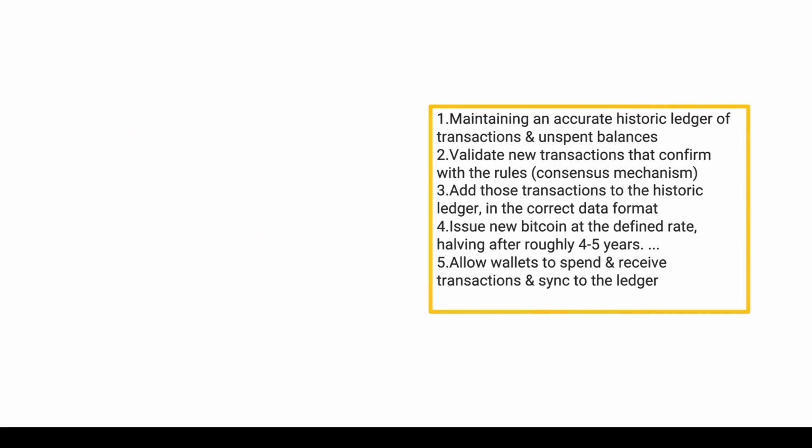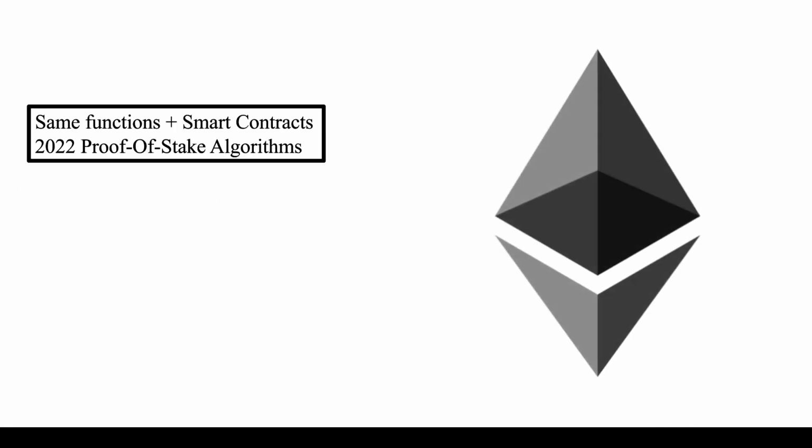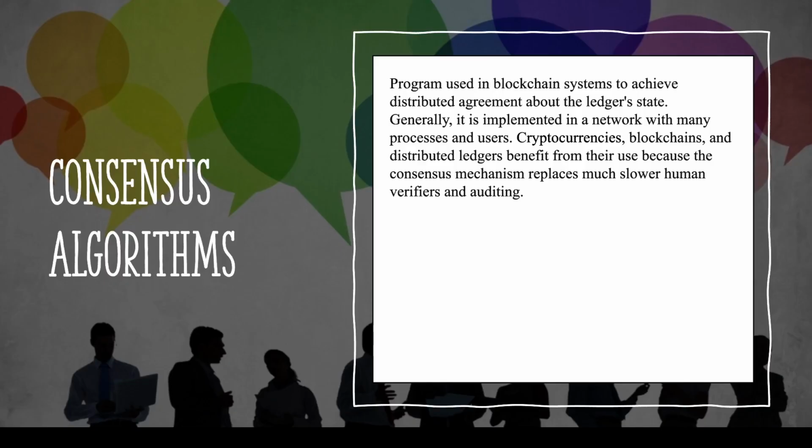Now let's take a look at the Ethereum network. It has all of the same functions that Bitcoin does, but it also has smart contracts. We'll talk about them a bit later. And also they've changed their consensus algorithm, so now it works on proof of stake. We'll talk about this in a few seconds.